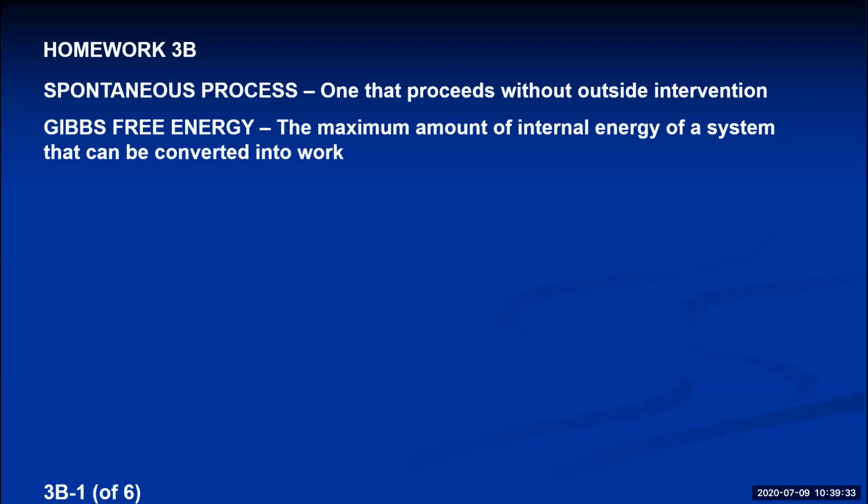Number 1, predict whether each of the following processes will be spontaneous, non-spontaneous, or it cannot be determined. Number 1, A, an exothermic process in which the disorder increases. We can determine whether a process is spontaneous or not by determining numerically the value for delta G. If it's a negative number, the process is spontaneous. If it's a positive number, the process will be non-spontaneous.